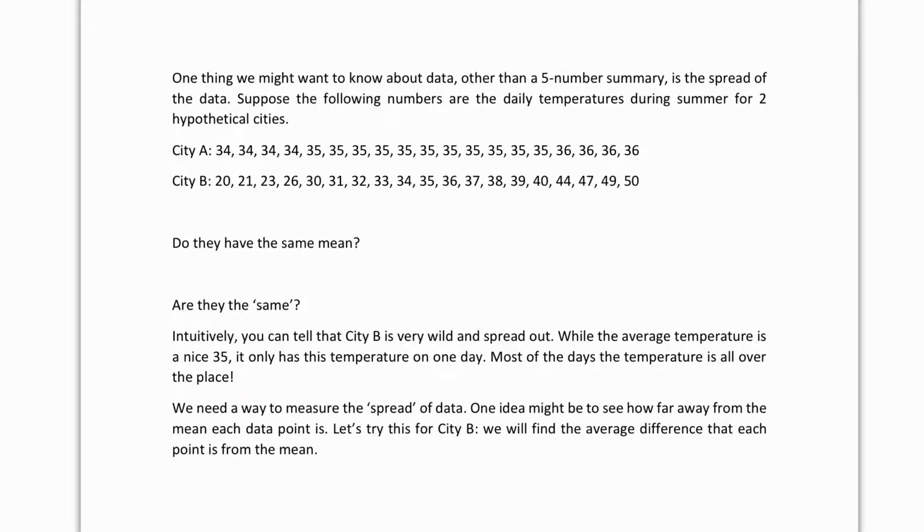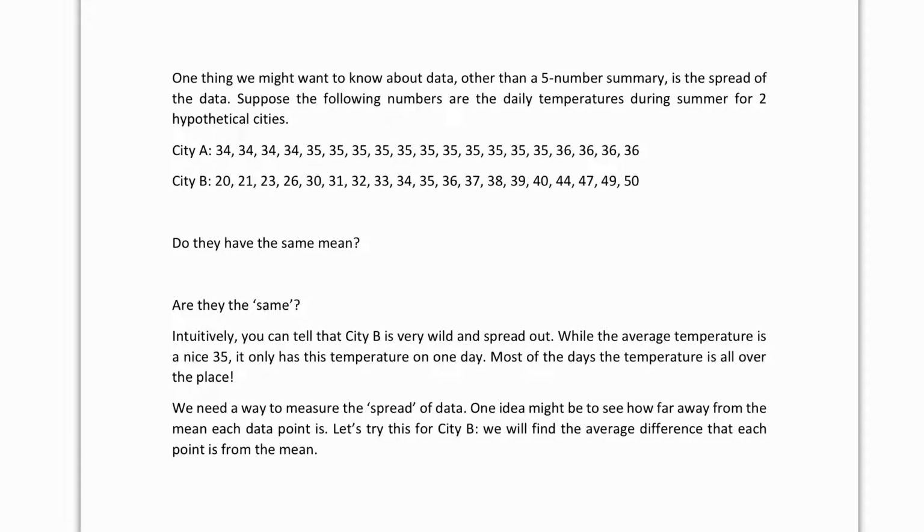Now, one thing we might want to know about the data, other than a 5-number summary, is the spread of the data. So let's look at the following numbers for daily temperatures for two hypothetical cities, City A and City B. City A is a bunch of 34s, a bunch of 35s, and then some 36s. City B has some low 20s, and then even up into a 50. My goodness, that's a bit of a strange city.